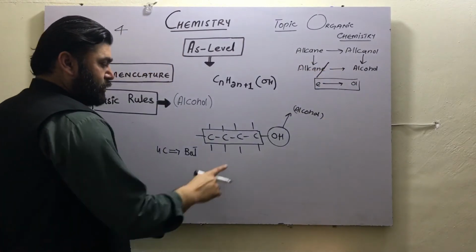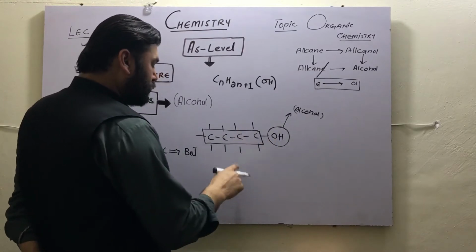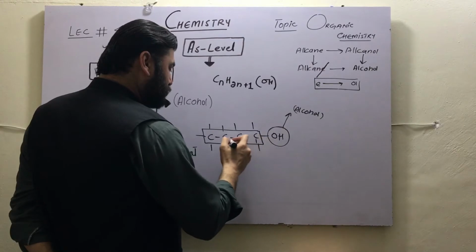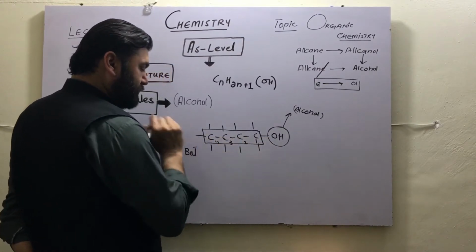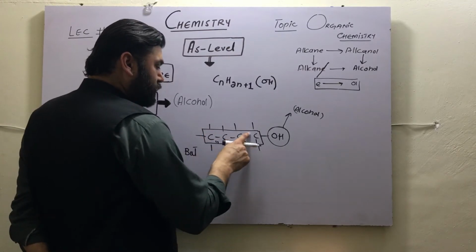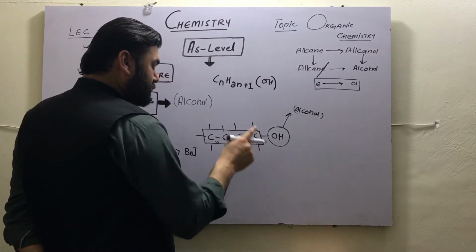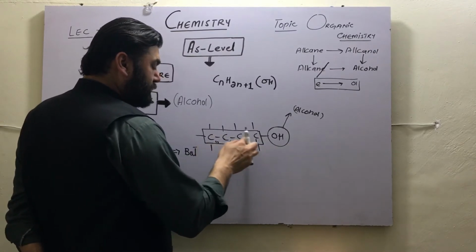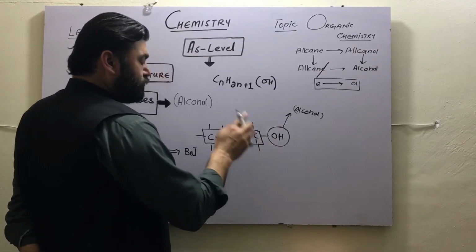Now see, OH is attached. Numbering should be from the side where OH gets the lowest position, so 1, 2, 3, 4. We cannot start numbering from this side, because if we start from this side, 1, 2, 3, 4, OH will get the 4th position. But when we start numbering from the right hand side, 1, 2, 3, 4, this OH will get position number 1.